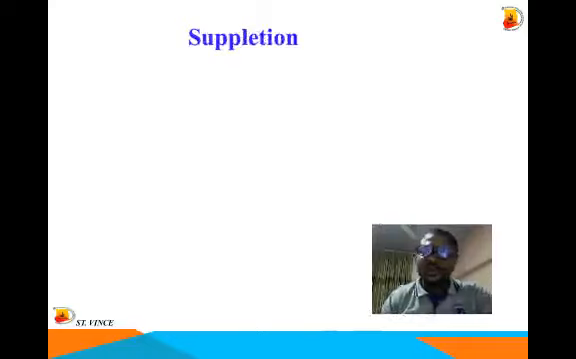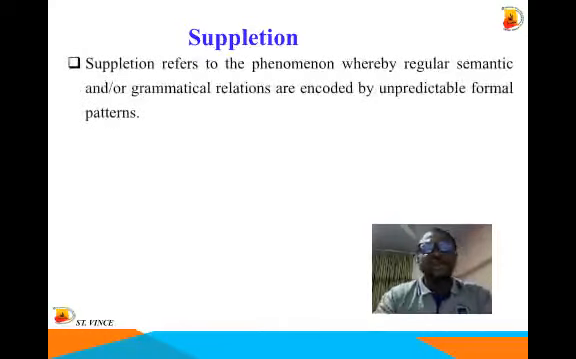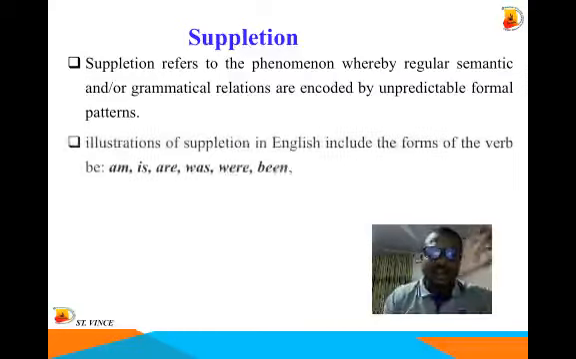And I also have what we call suppletion. Now, suppletion refers to the phenomenon or the situation where regular meaning or the grammatical relations are unpredictable. So let's take suppletion to be like irregular nouns or irregular verbs. It means that their pattern can never ever be predicted.